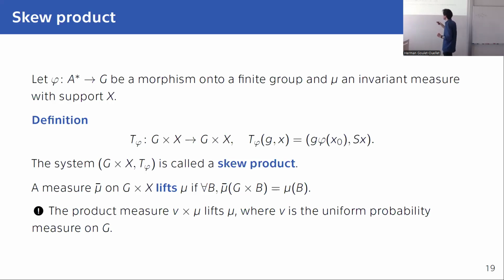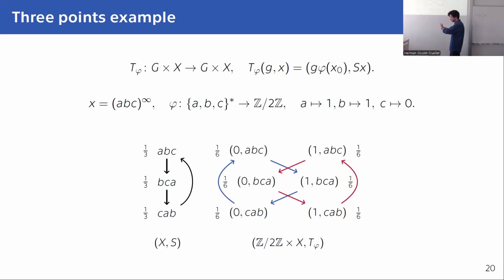But okay, this is a definition. And it's not hard to see that you can build at least one measure which projects to mu, which lifts mu, which is the product measure, nu times mu, where nu is the uniform probability measure on the group G. G is a finite group, so we can take the uniform probability measure and the product measure. So let's do an example. Here I'm going to give you an example of what this transformation looks like in the 3 points example again.